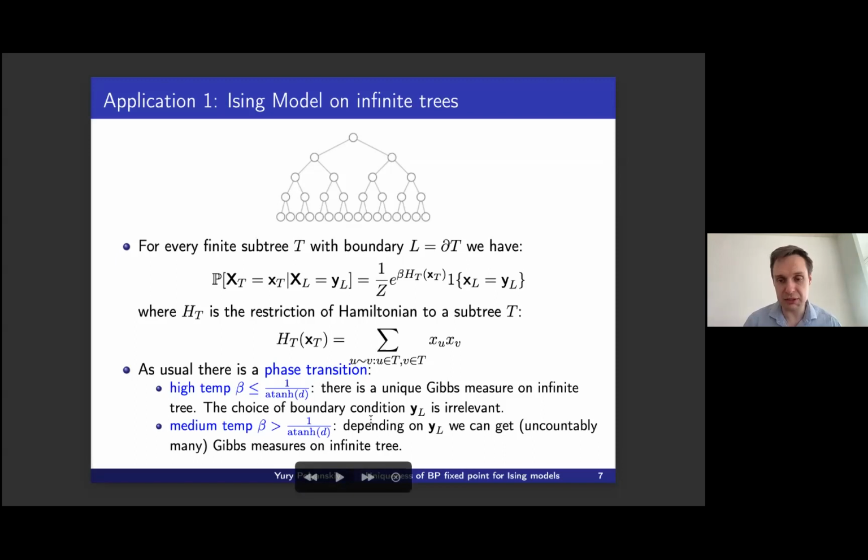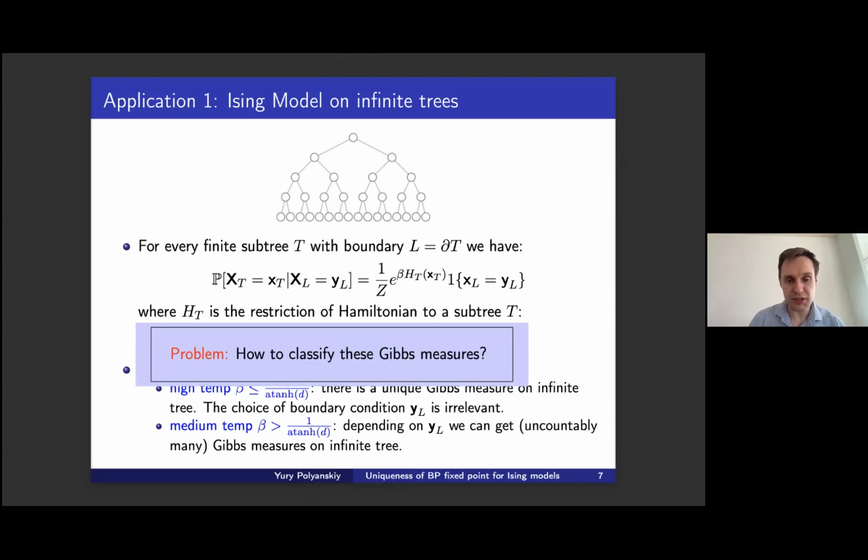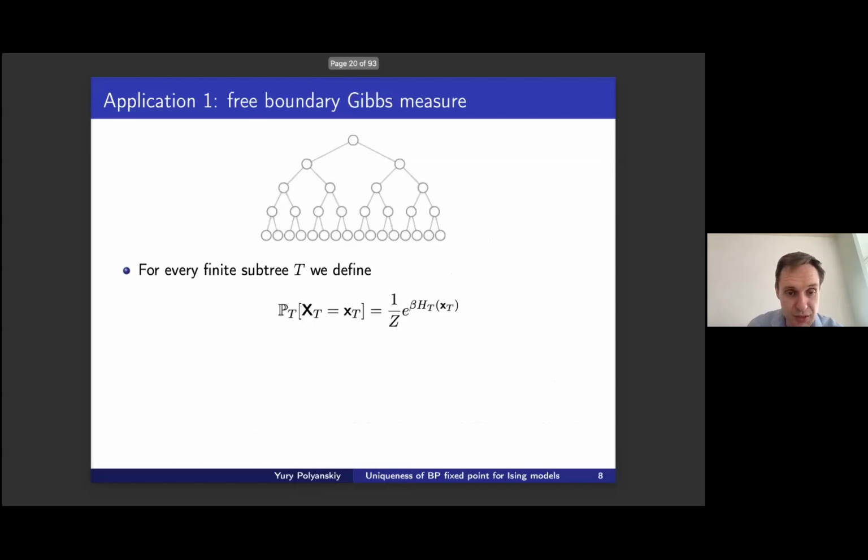But there are infinitely many other Gibbs measures in this regime. And the question arose, how can we classify or think of these other Gibbs measures? And this is where we need to define the concept of a free boundary Gibbs measure.